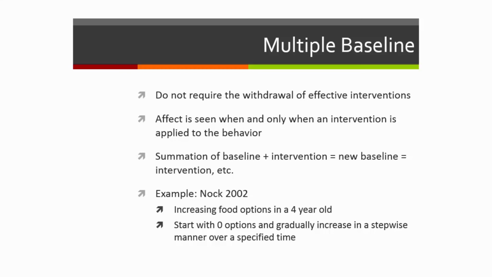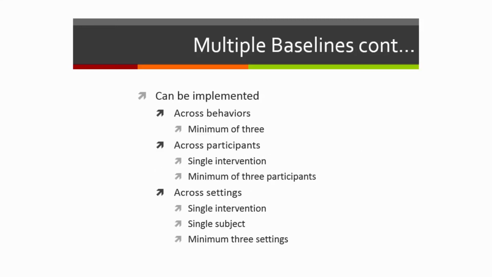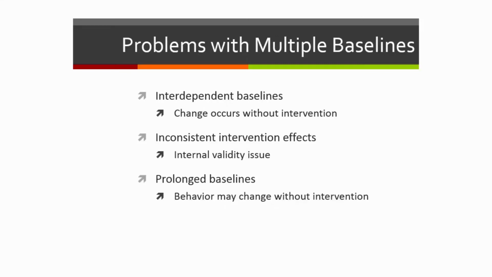You can't compare the intervention levels. You can only compare it to the previous baseline. Now, when you have multiple baselines, basically you implement this across behaviors, across participants, and across settings. So essentially, multiple people can be doing the same single subject design, and you can compare across the board. On the fourth intervention, you can look at all of them and see how that resulted.